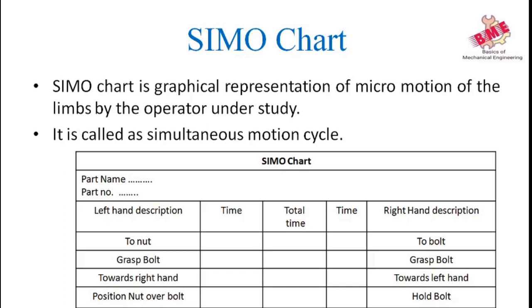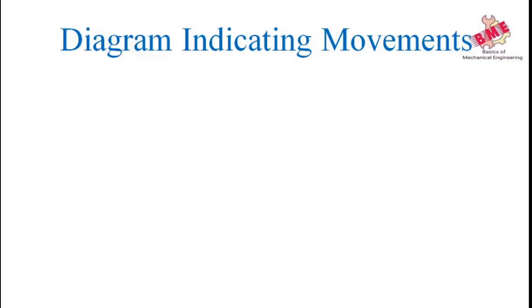For example, in the chart we can see the assembly of a nut and bolt by a worker. In the left hand, the bolt is held by the worker, and in the right hand, the nut is held by the worker. After grasping the bolt from the group of bolts or group of nuts, in the right hand he picked the bolt, and in the left hand he picked the nut to assemble it, which is shown by a CMO chart. Now we will see the diagrams indicating the movement, of which there are 4 types.